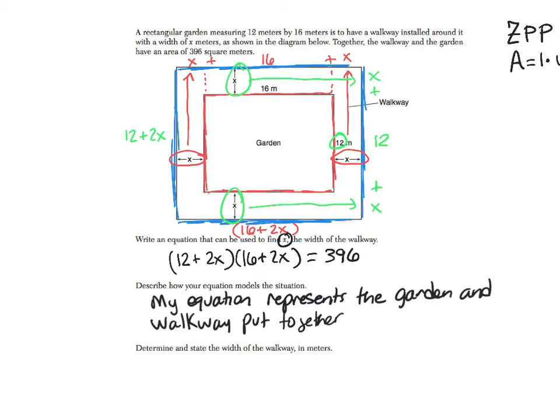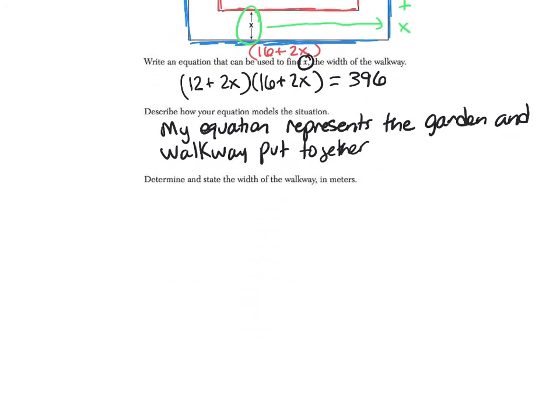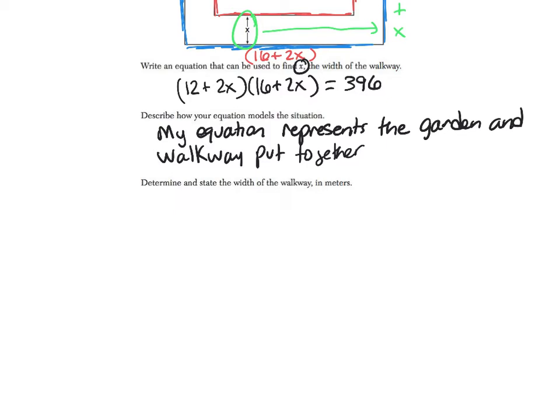And now we need to state the width in meters. So now we need to solve this. So let's go ahead and do that. I'll rewrite this. I'm going to flip the order: 2x plus 12 and 2x plus 16, because it's how I'm used to seeing it. And I know I need the zero product property, so I'm going to subtract the 396 now, so I have a 0 on the right-hand side.